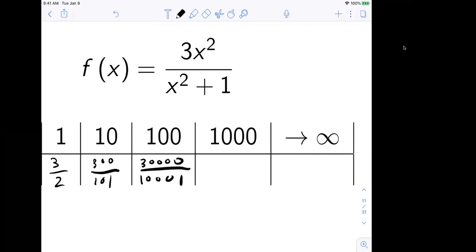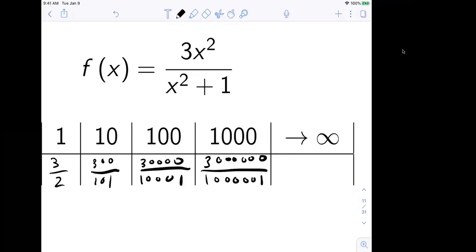That's even closer to 3 than at x equals 10. And then in this box here, for 1,000, I'm going to have 3 with 1, 2, 3, 4, 5, 6 zeros. And I'm going to divide by 1, 1, 2, 3, 4, 5, 6. There we go. Divide by, what, 1,000,000,001? 1, 2, 3, yeah, 1,000,000,001. Okay.